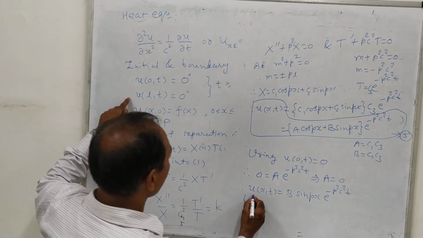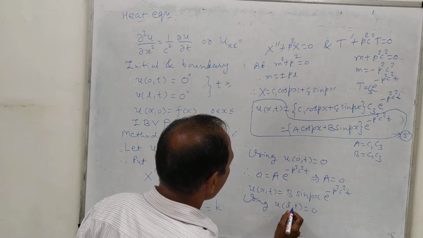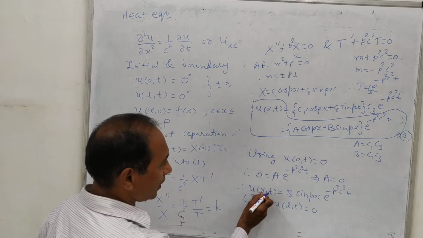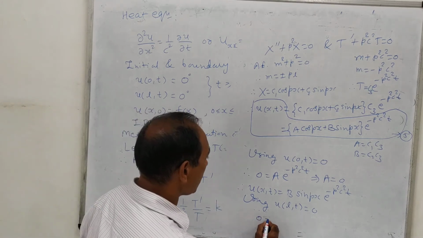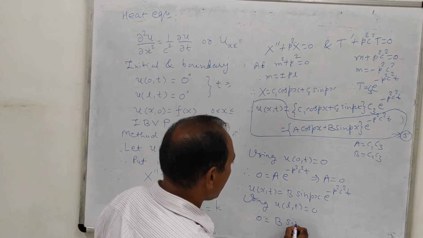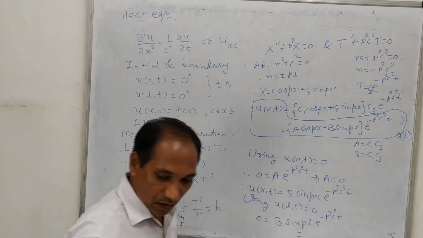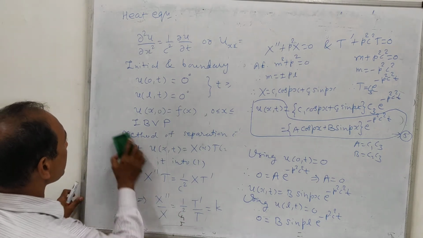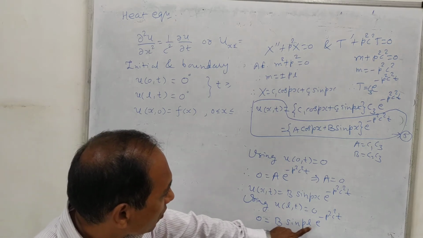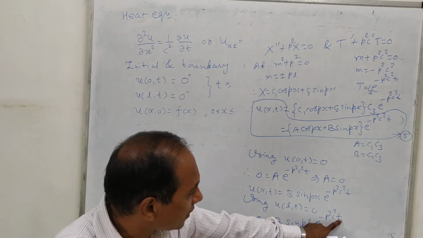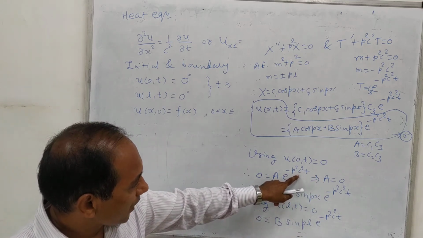Now we will apply the second condition, that means using u(l, t) = 0. So here we will put x equal to l in this solution, and the value of u equal to 0. That means 0 equals B sin pl e raised to minus p square c square t. So in this solution you can see that either B is 0, or sin pl is 0, or this exponential is 0, but this is not 0, by using the same argument as we discussed earlier.